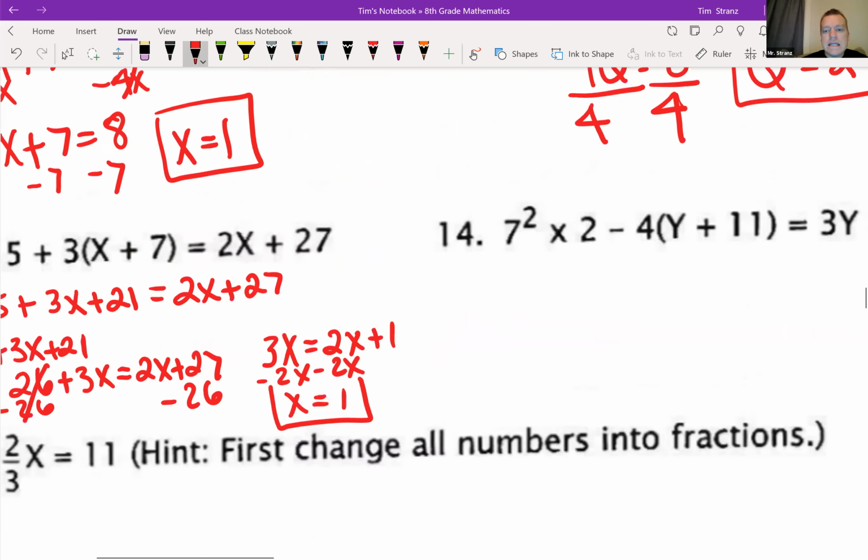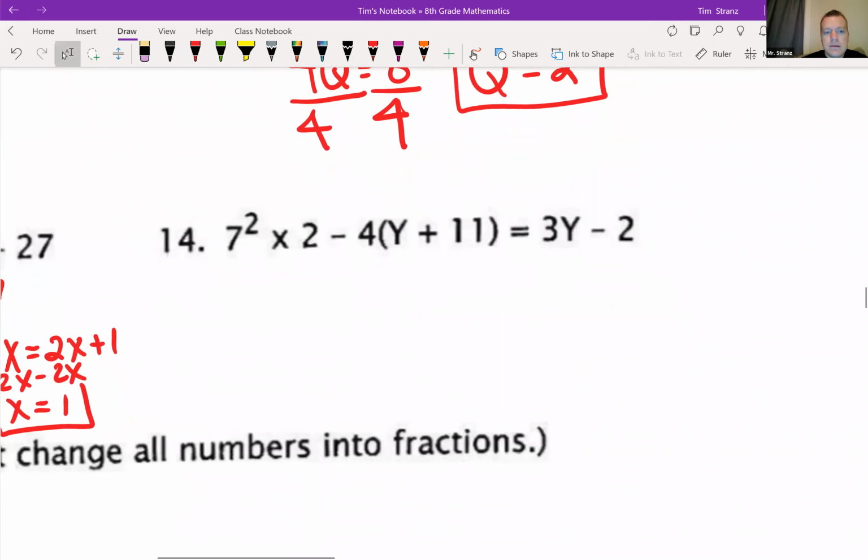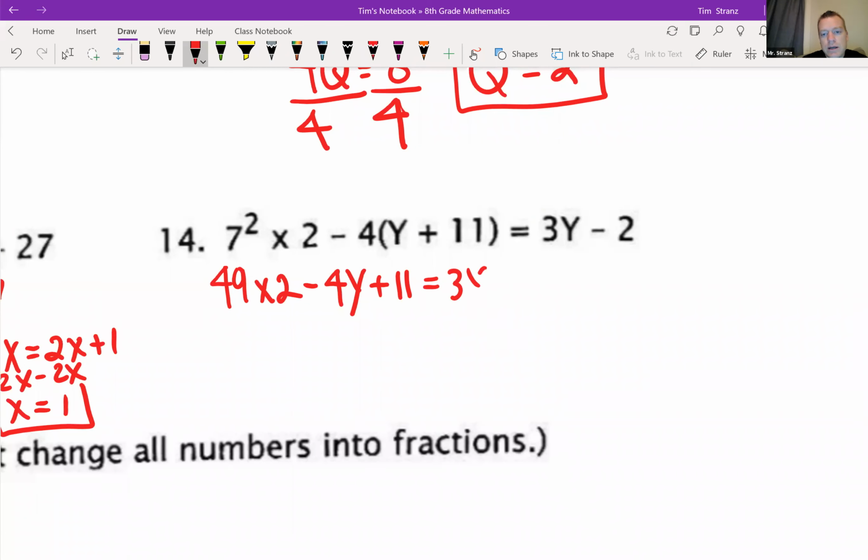Okay, number 14. 7 squared is going to be 49 times 2 minus, I'm going to distribute this 4, so I'm going to have 4y plus 11 equals 3y minus 2. Okay, 49 times 2, that's 98 minus 4y plus 11 equals 3y minus 2.